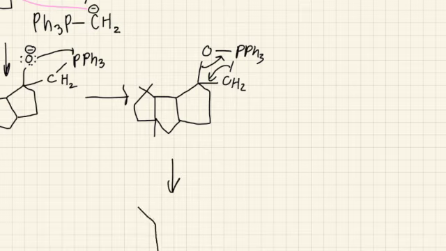So it's going to look like this. Then we have our double bond that we just formed from this step using Wittig. And this is how the final structure will look.